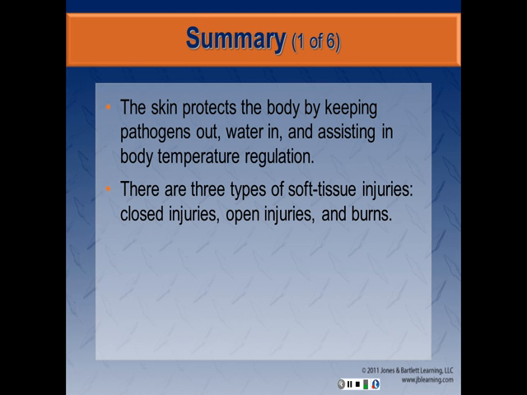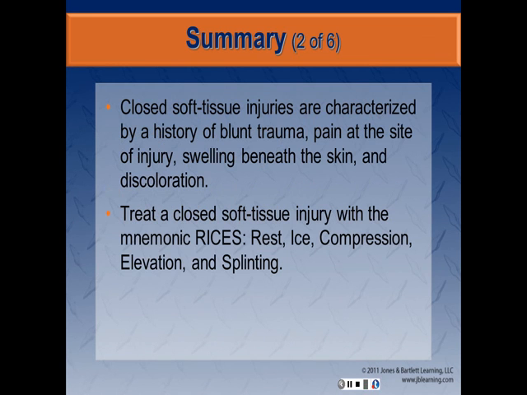In summary, the skin protects the body by keeping pathogens out, water in, and assisting in regulation of body temperature. There are 3 types of soft tissue injuries: closed, open, and burns. Closed soft tissue injuries are characterized by a history of blunt trauma, pain at the site of the injury, swelling beneath the skin, and discoloration. Contusions, hematomas, and crush injuries are classified as closed. Treat a closed soft tissue injury by applying the mnemonic RICES: rest, ice, compression, elevation, and splinting.